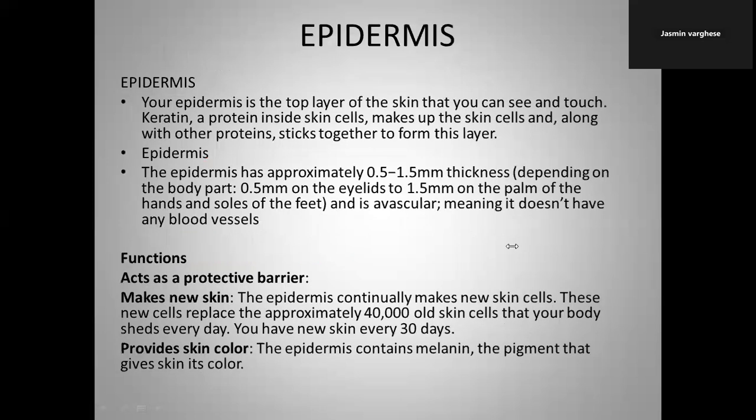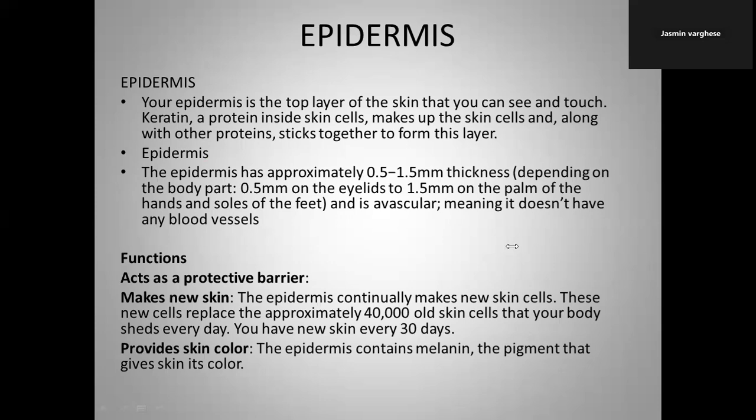First, we will see the epidermis and characteristic features of the epidermis. That is the top layer of your skin. Your epidermis is the top layer of the skin that you can see and touch. Keratin is a protein present inside this epidermis. It makes up the skin cells and, along with other proteins, sticks together to form this epidermis layer.